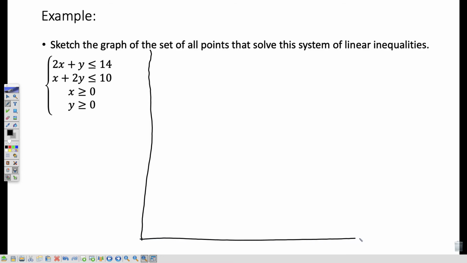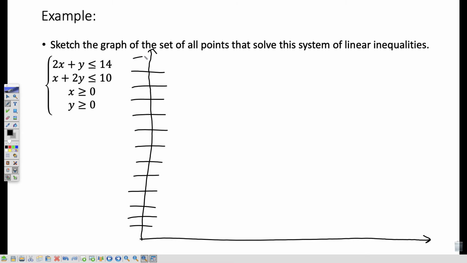I love math. I don't know why I'm making so much. Are you going to go by ones? Oh man, probably. 5, 6, 7, 8, 9, 10, 11, 12, 13, 14.